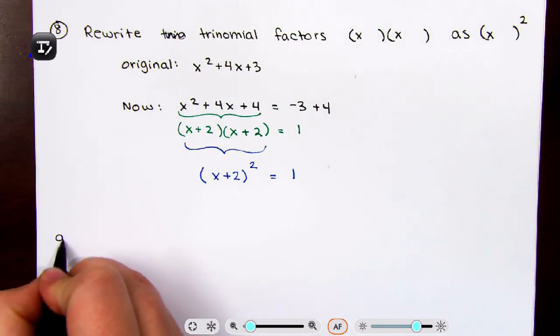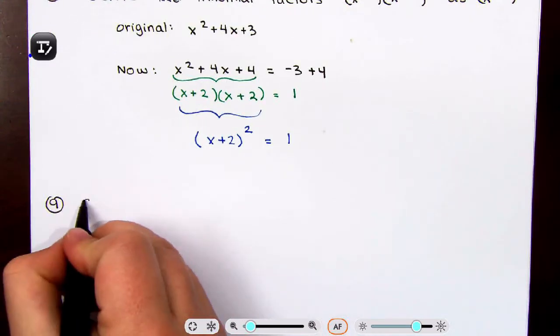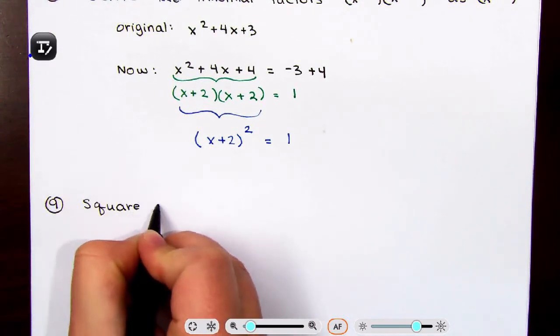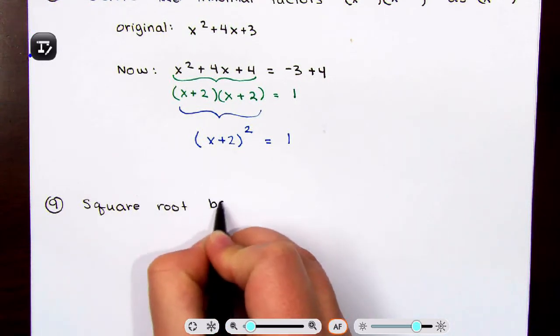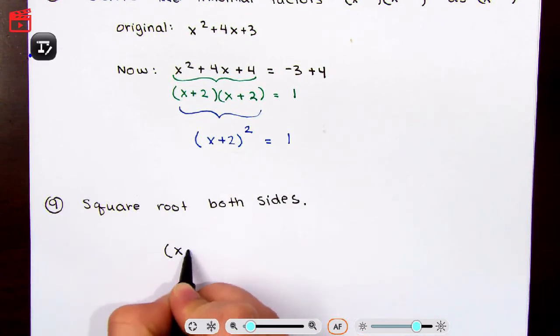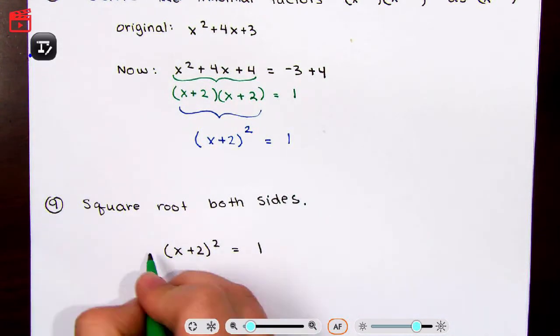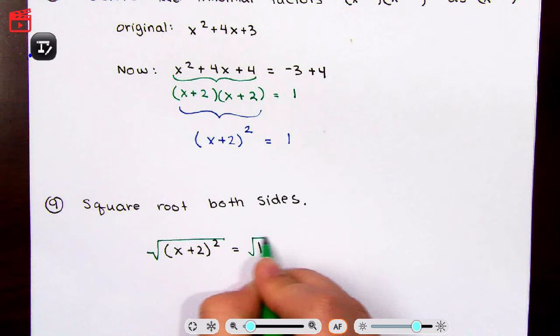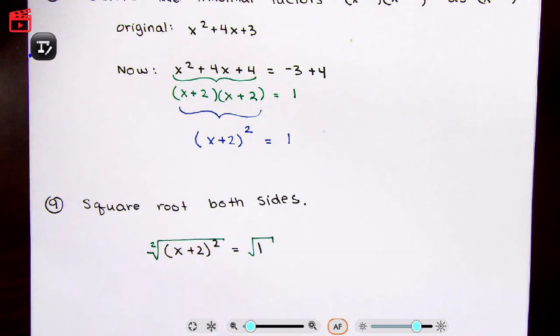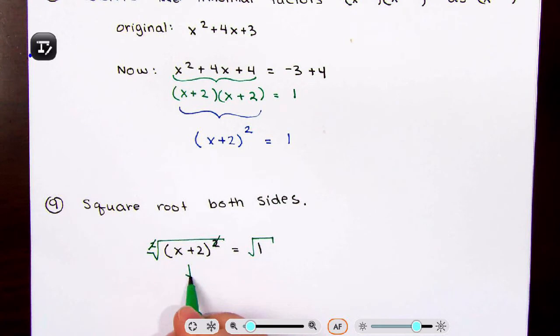Step number 9 is you're going to square root both sides. So this gives me x plus 2 squared equals 1, and we're going to square root both sides. Now, square root undoes this square. There's a secret 2 in here. A lot of times you won't see it, but there's a secret 2 in here that undoes this exponent of 2. So what you're going to be left with is just the inside material of x plus 2.